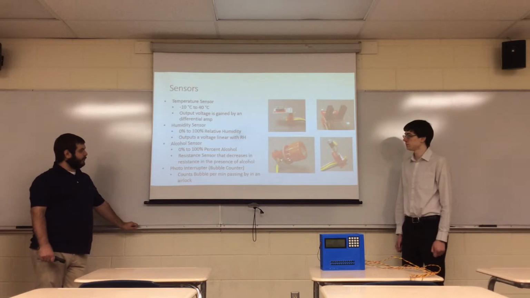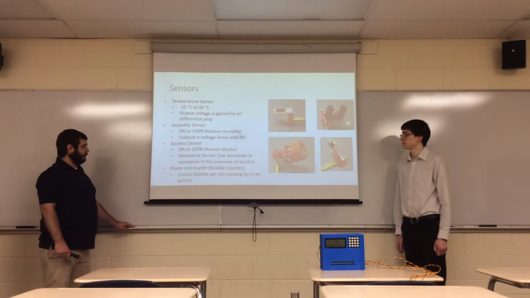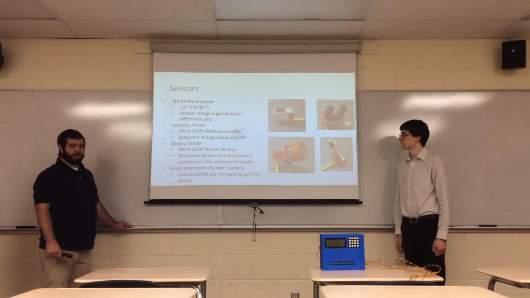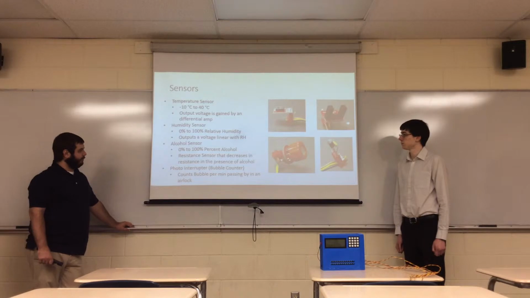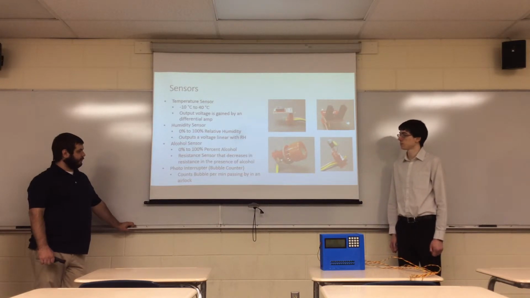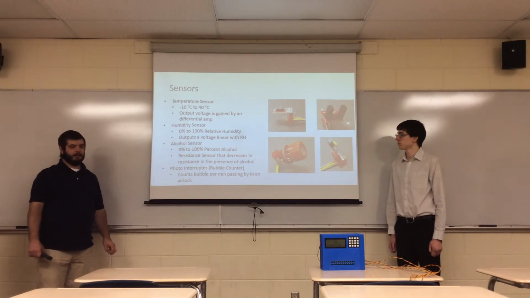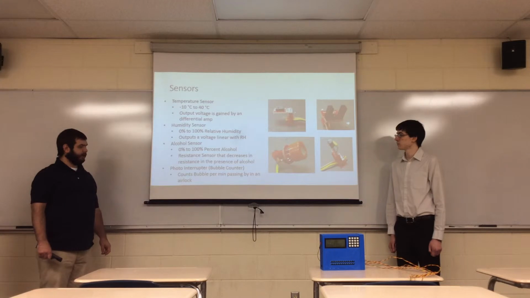The alcohol sensor is a resistor sensor that's calibrated to give values from 0% alcohol to 100% alcohol. The resistance of the sensor decreases in the presence of alcohol, and that's detected through the analog to digital converter. The photo interrupter is used as a bubble counter, and it counts bubbles passing through an airlock, and it counts in bubbles per minute.